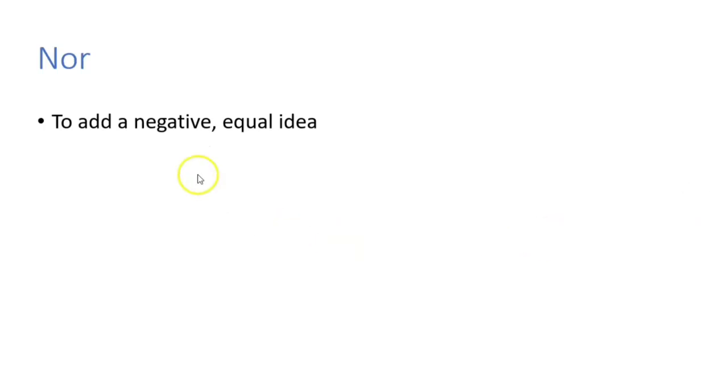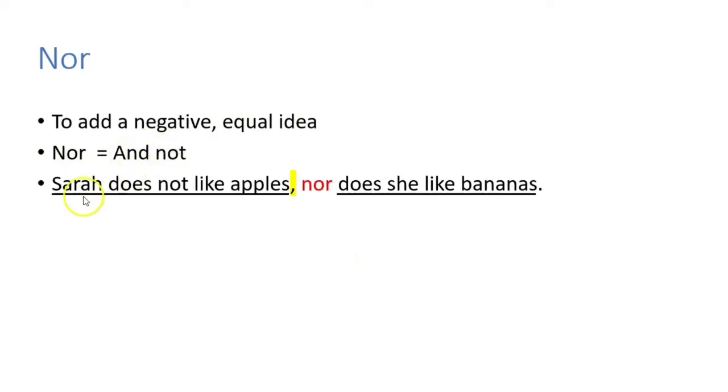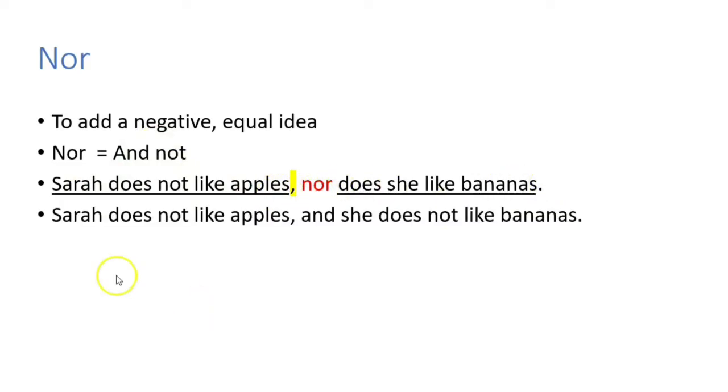Nor is used to add a negative equal idea, as if we're saying and not. For example, Sarah doesn't like apples, nor does she like bananas. Sarah doesn't like apples and she does not like bananas. نستعمل nor لحتى نزيد فكرة متساوية بس سلبية، يعني كأنه عم نقول and not.